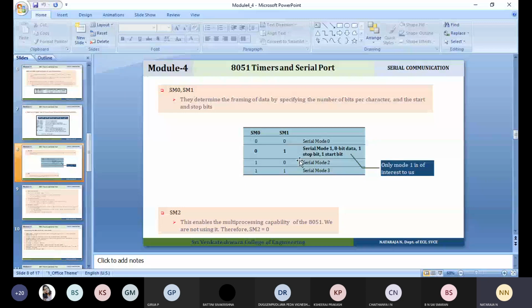Next is REN, receive enable, data bit 4 of your SCON register.